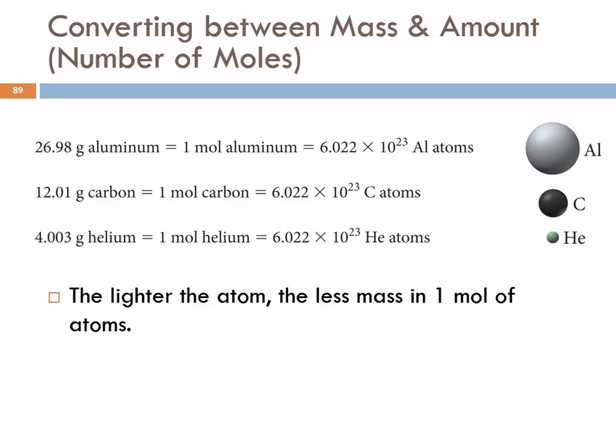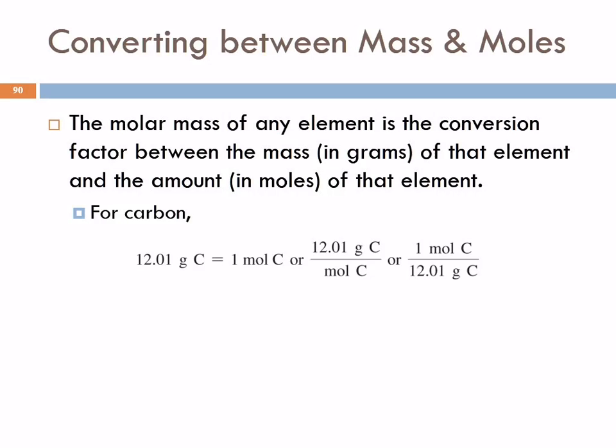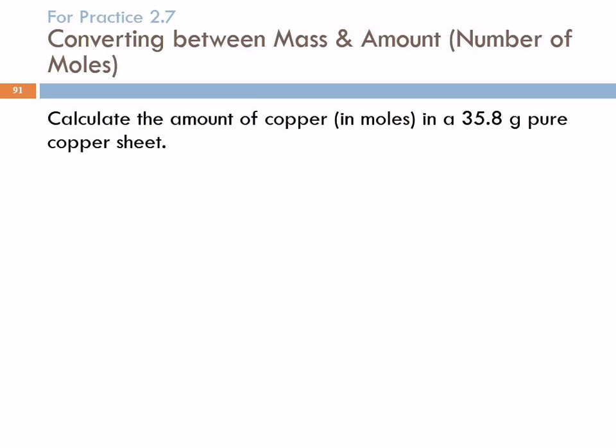A dozen medium eggs are going to weigh less than a dozen jumbo eggs, right? Because the jumbo eggs are bigger. And so if you have 12 of each, the bigger ones are going to weigh more. So we can convert between mass and moles using that molar mass. And we get these numbers off the periodic table. So we look at the periodic table, and under carbon it says 12.01. 12.01 grams equals 1 mole. We can make that into 2 different conversion factors, grams per mole or moles per gram, whichever we need for our equation. Let's do an example.